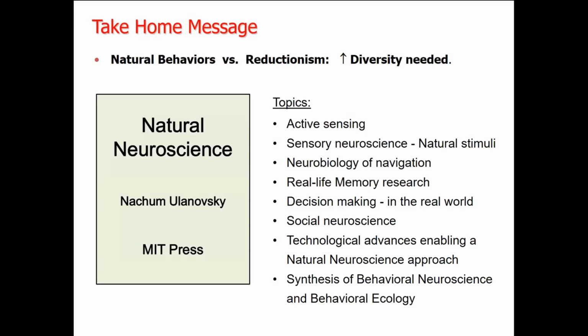And I'm now writing a book for MIT Press called Natural Neuroscience, where I hope to convince the neuroscience community about the importance of studying the brain closer to the natural behavior of the animals. This book is not about bats and not even about navigation. The whole neurobiology of navigation is just one out of 8 chapters, but it's much broader and tries to make the argument that in every system, in active sensing, in sensory neuroscience, in navigation, memory research, decision-making, in social neuroscience, there's already hard evidence out there showing that the brain cares, neurons care about whether the behavior is natural or not. So these things are very important.